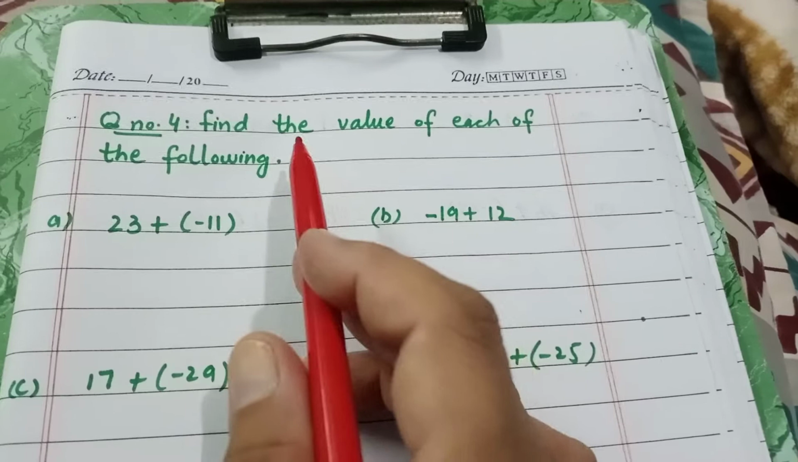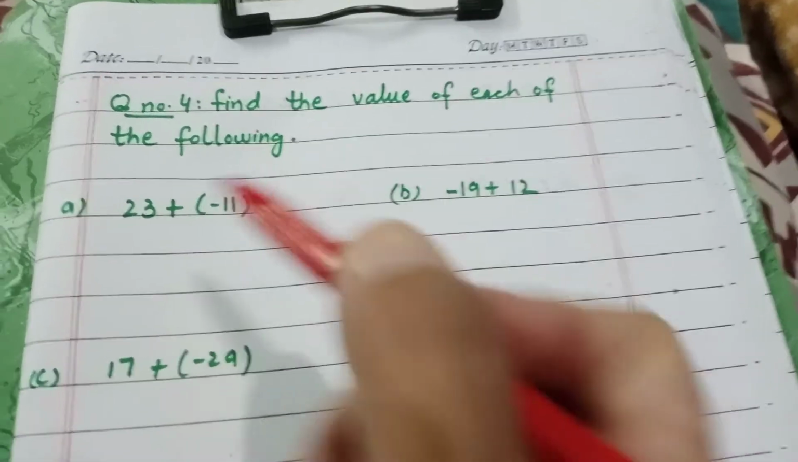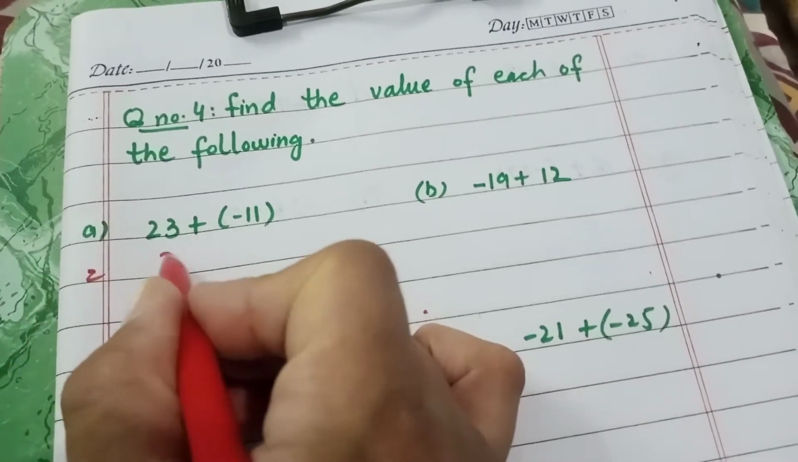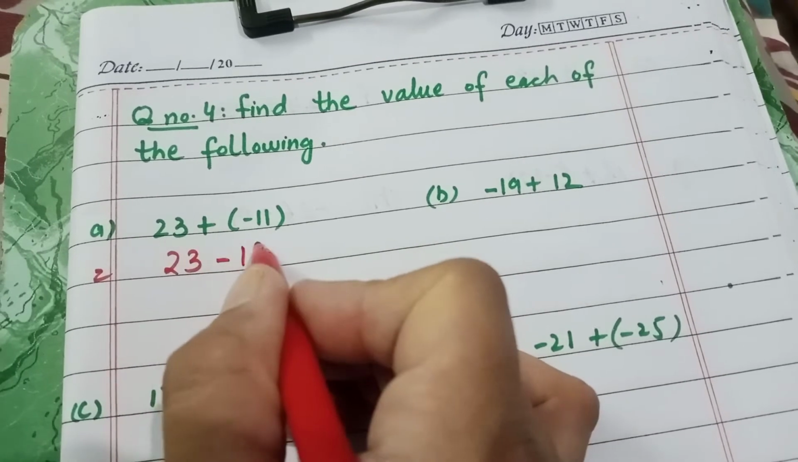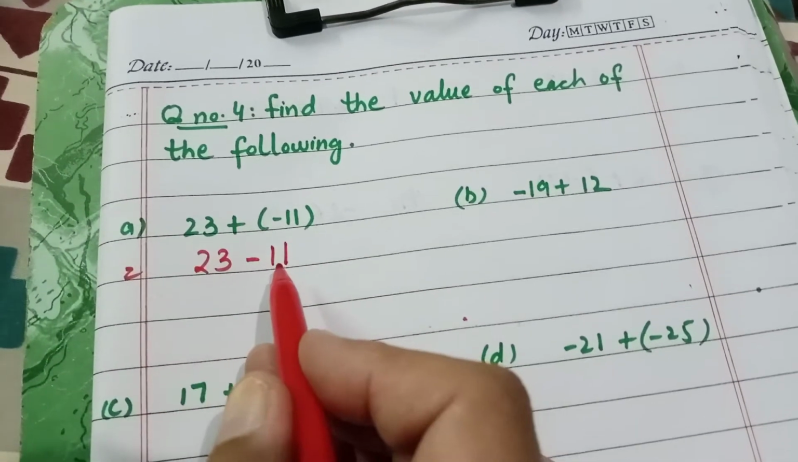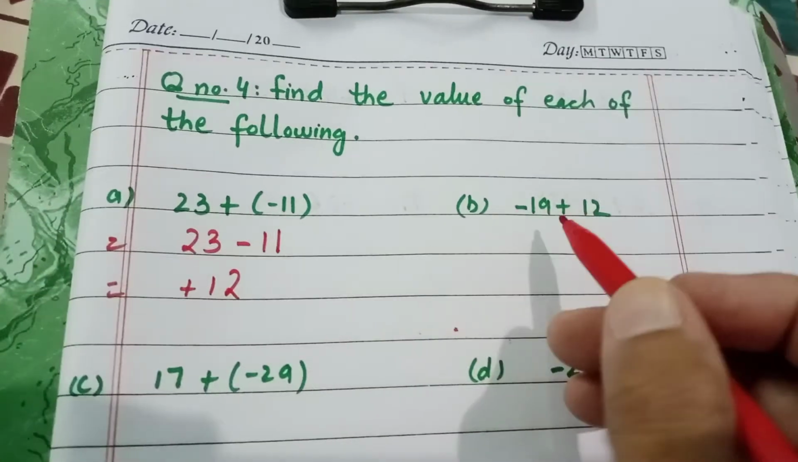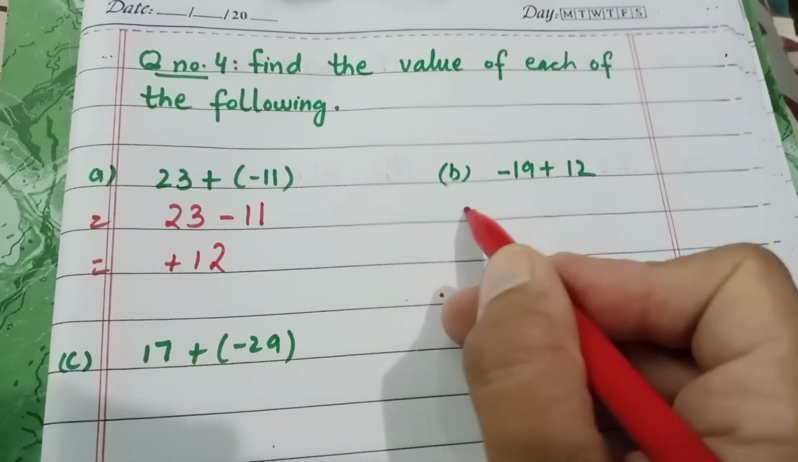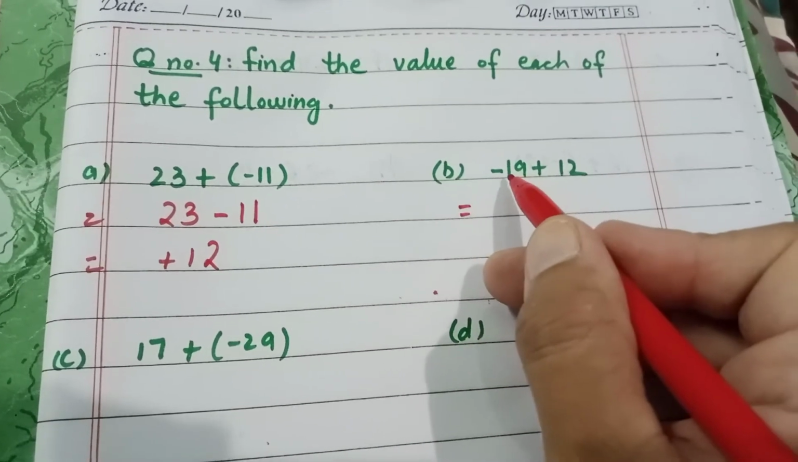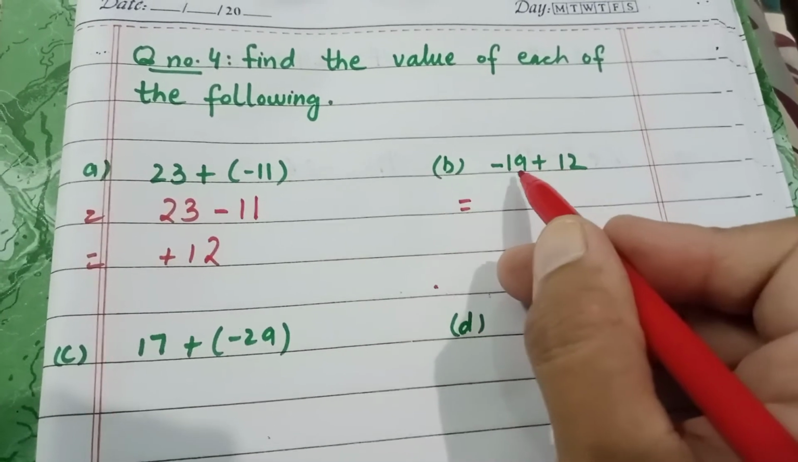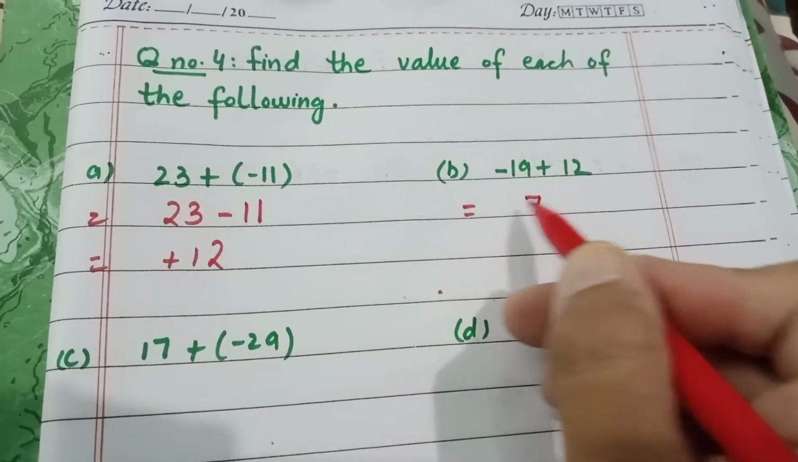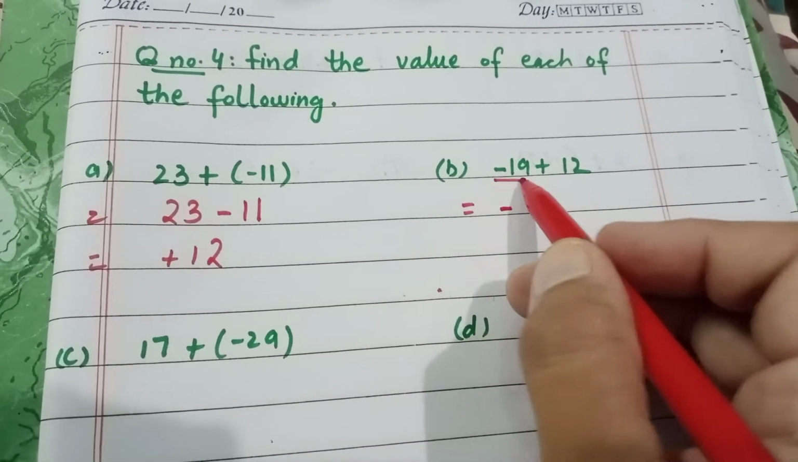Now question number 4, find the value of each of the following. 23 plus minus minus 11. When we subtract them, we get 12 and the sign is plus. Here, B part of question number 4, minus 19 plus 12, we subtract them, but the sign is of the big number which is minus.